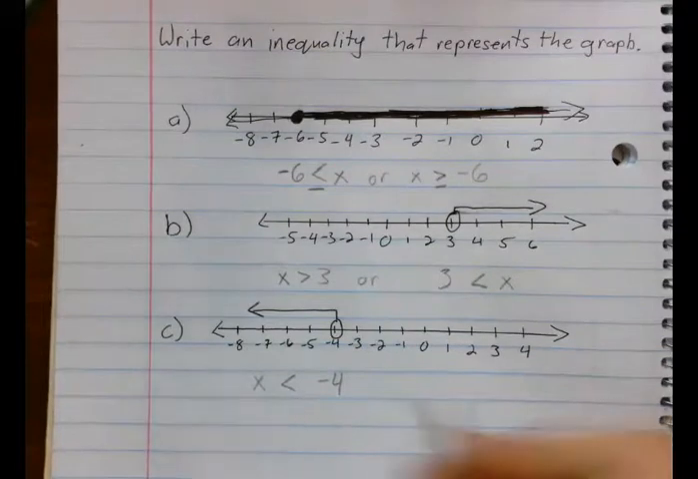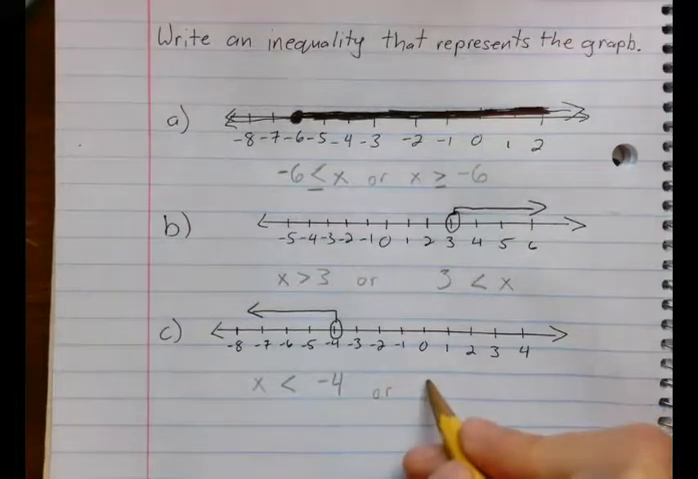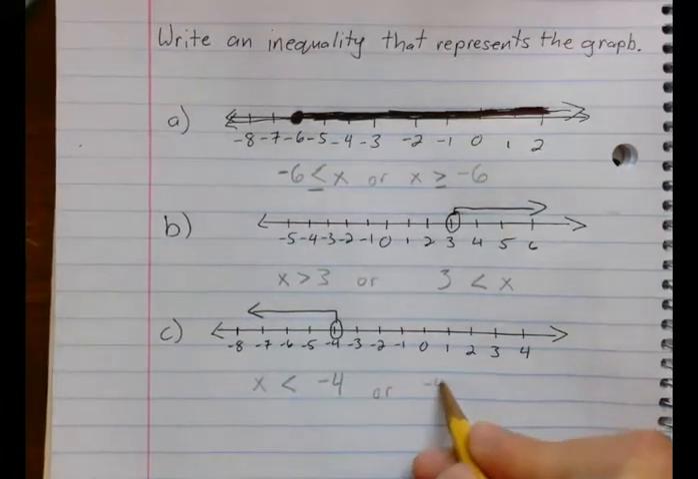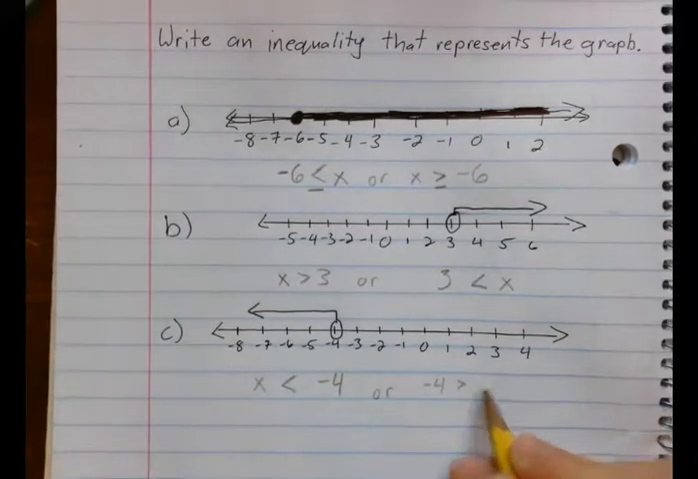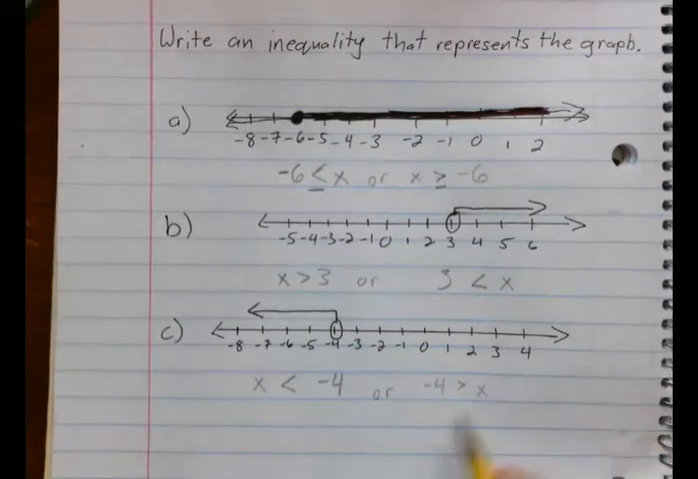Another way you could write that, or an equivalent way you could write that, is that we have -4 is greater than x. So x is less than -4. So both of those mean the same thing. It's just a little different way of writing each of them. So whatever process works for you, I recommend sticking with that process and doing that for all of these types of problems.